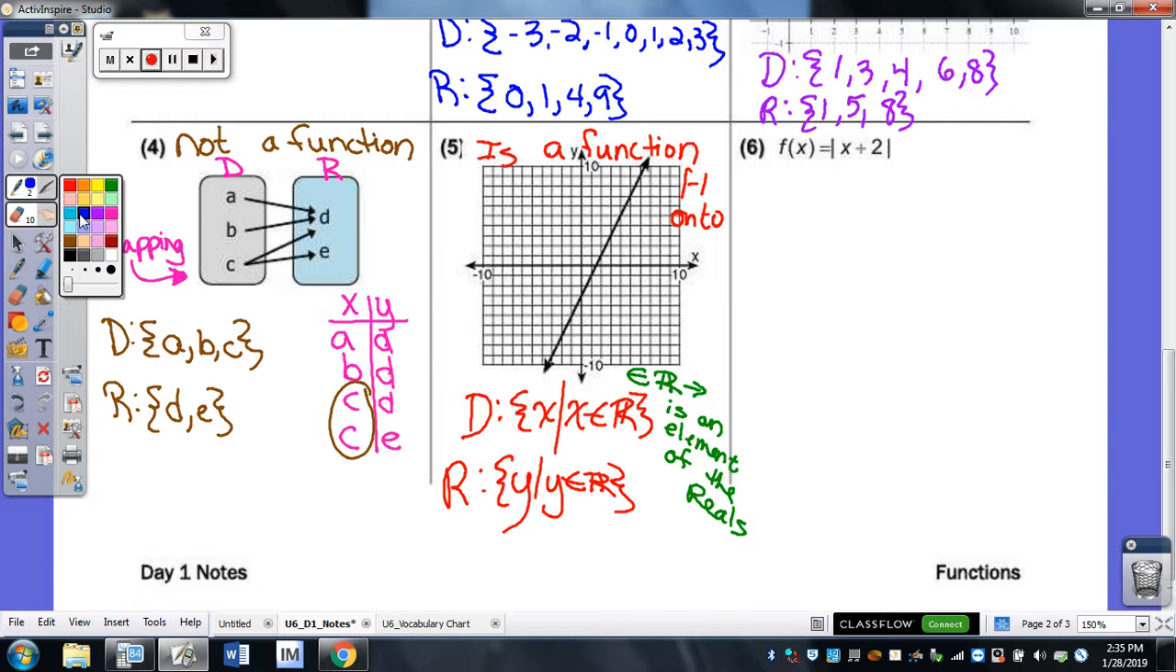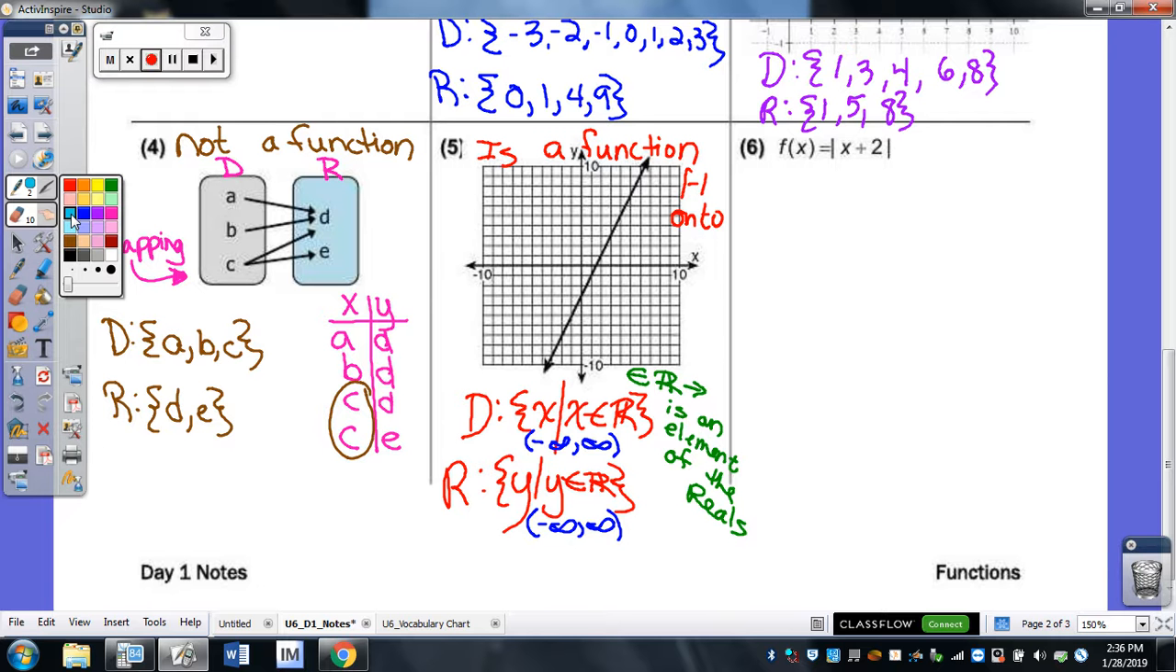Now, we could write these also in interval notation. If you wanted to do that, it would be negative infinity to positive infinity, because it uses everything. So negative infinity to positive infinity is how we would say that if we wanted interval notation.